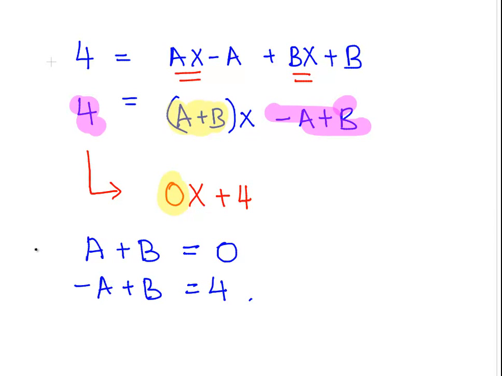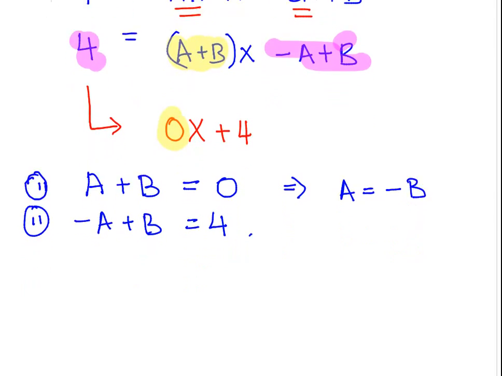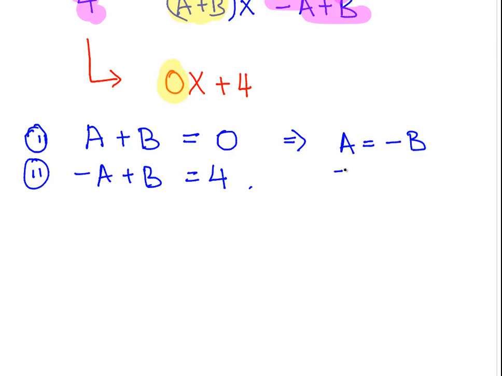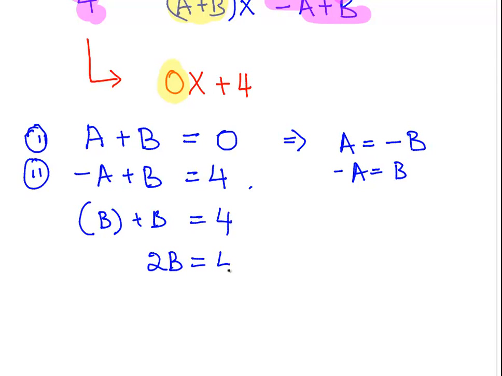Now we have 2 equations and 2 unknowns. The first equation is a plus b equals 0, and the second equation is minus a plus b is equal to 4. If we rewrite the first equation, we could say a is equal to minus b, or minus a is equal to b. If we use that in the second equation, minus a becomes b, plus b is equal to 4, 2b is equal to 4, b is equal to 2, therefore a is equal to minus 2.